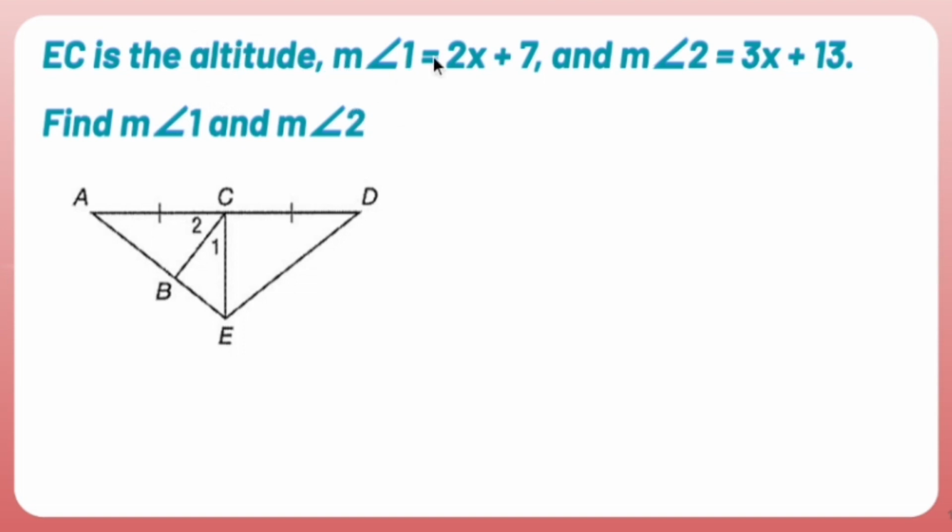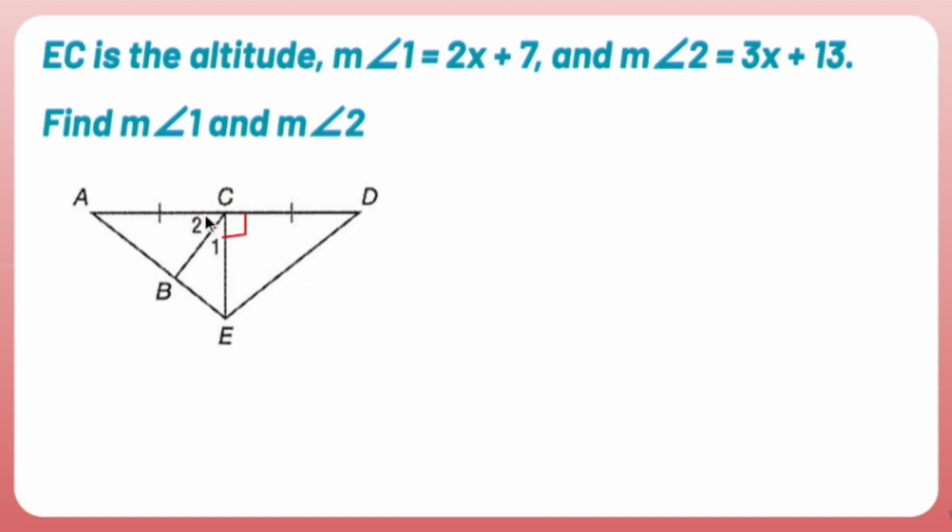Altitude. The measure of angle 1 is 2x plus 7, and the measure of angle 2 is 3x plus 13. Find the measure of angle 1 and the measure of angle 2. All right. What is an altitude? An altitude is a fancy word for height. Now, if you're going to measure the height of anything, it has to be straight up and down. So since EC is the height of this triangle right here, EC has to be straight up and down.